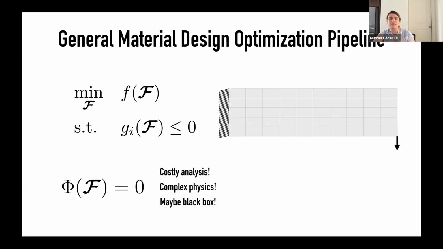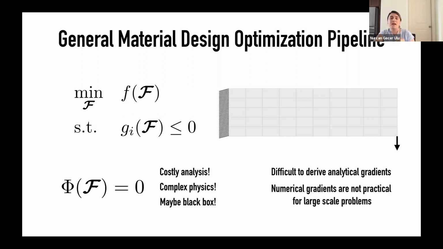And it may be black box in most of the time in engineering collaboration due to some intellectual property issues. People just give these analysis as black box. And these problems bring up the issue of deriving the analytical gradients. Most of the time, they may be difficult to get, and they may be impossible to get because of some black box analysis programs. And in those cases, we can resort to numerical gradients, but they're not practical for large-scale problems.